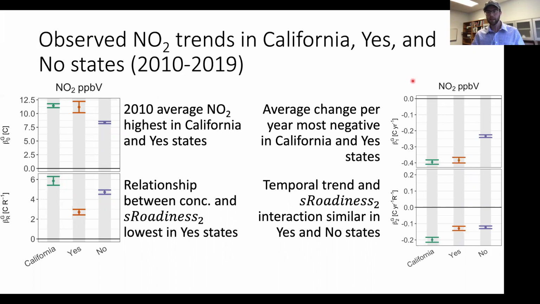The average change per year was actually highest, or most negative, in California and yes states. So they did a reasonable job of controlling NOx, or improving their NO2 concentrations, better than no states. But the interaction between the temporal trend and roadiness was highest in California, and similar again in yes and no states. So even though yes states' concentrations were improving quickly, they weren't necessarily improving near roads, while they had implemented these standards.